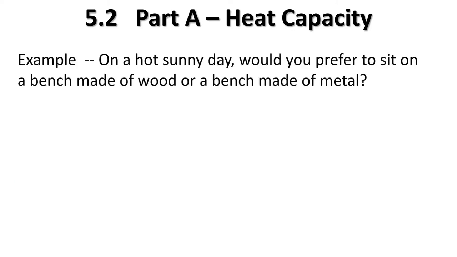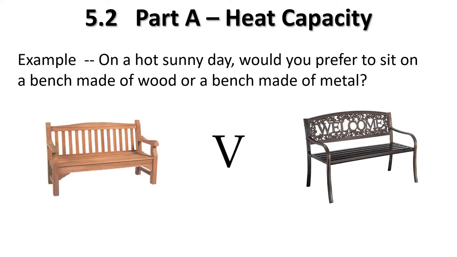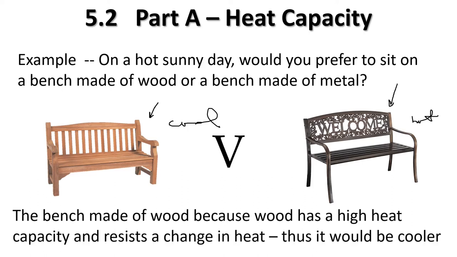So an example here, on a hot sunny day, would you prefer to sit on a bench made of wood or a bench made of metal? And I need you to consider heat capacity in your answer. So thinking about this, the bench made of metal has a low heat capacity, so it'll be really hot. And the bench made of wood has a high heat capacity, so it'll seem rather cool. So that would be the obvious answer: the bench made of wood, because it would resist the heat change. So that is heat capacity.